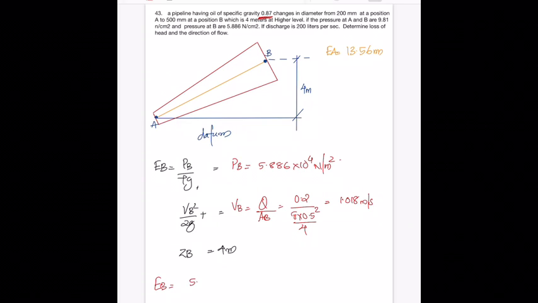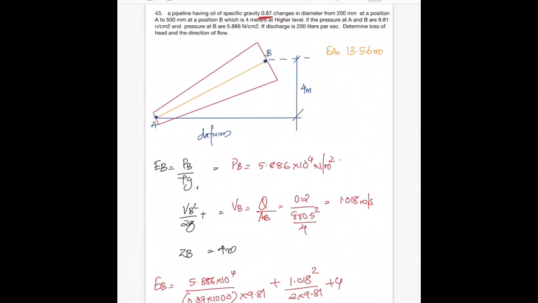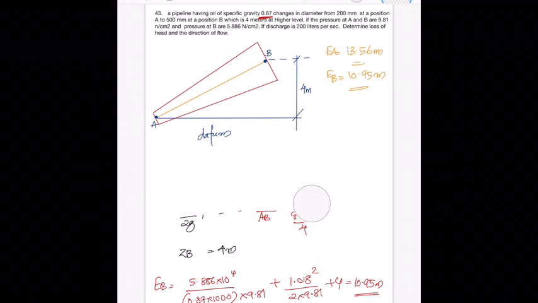Therefore, EB will be 5.886 into 10 to the power 4 by rho, which happens to be 0.87 times 1000, into G, plus 1.018 square by 2 times 9.81 plus 4. Let me take my calculator and do it. It's equal to 10.95 meters. EB equal to 10.95 meters.